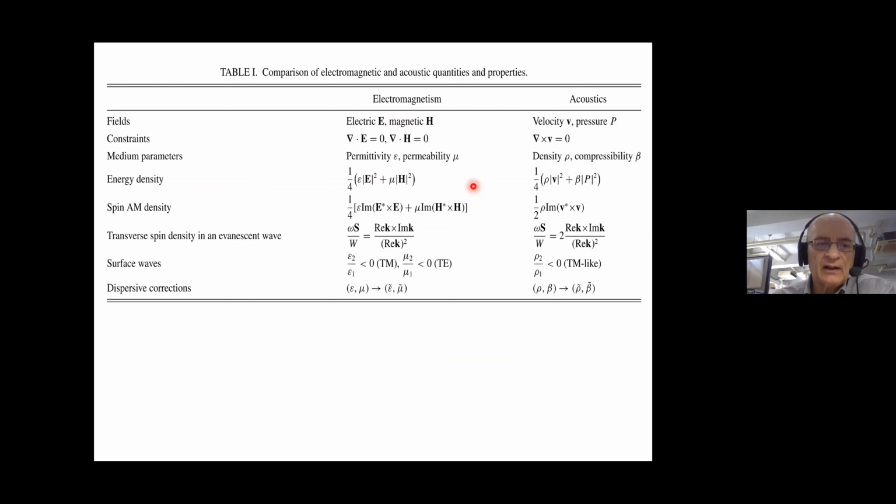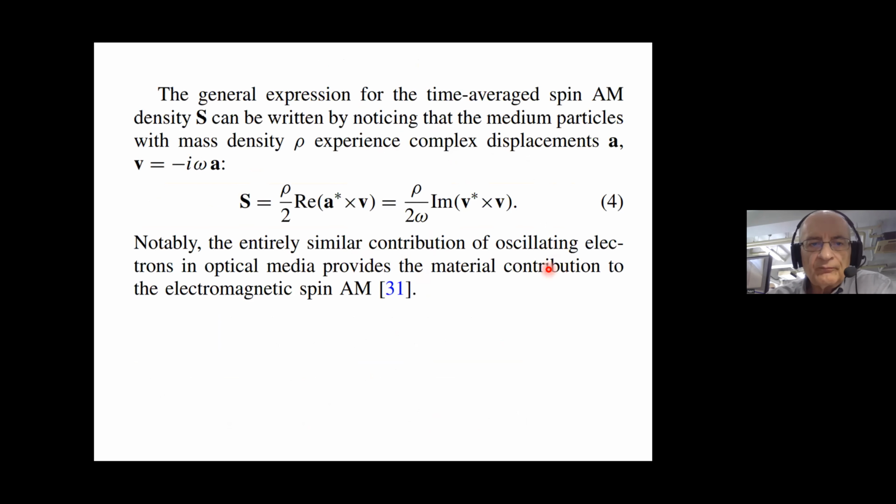There is a spin, angular momentum density, transverse spin, surface wave conditions that have to do with the ratio of epsilon and mu and the ratio of densities. The general expression for the time average spin can be written by noting the medium particles with mass density rho experience a displacement A via this. So this displacement here can be related to the velocity.